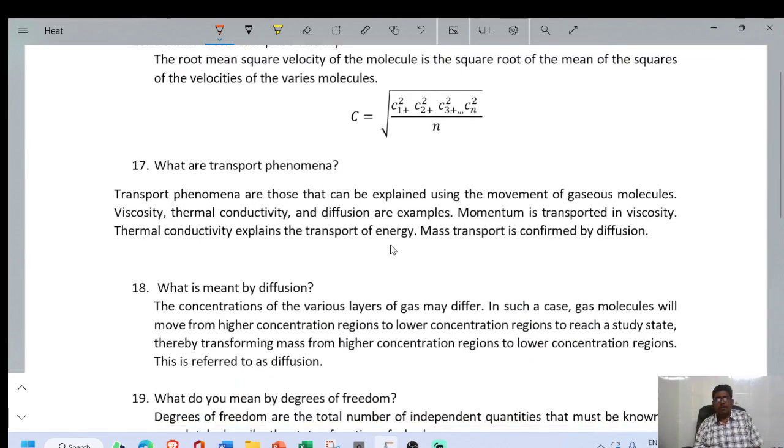What are transport phenomena? Transport phenomena are those that can be explained using the movement of gaseous molecules. Viscosity, thermal conductivity and diffusion are the examples. Momentum is transported in viscosity. Thermal conductivity explains the transport of energy. Mass transport is confirmed by diffusion.